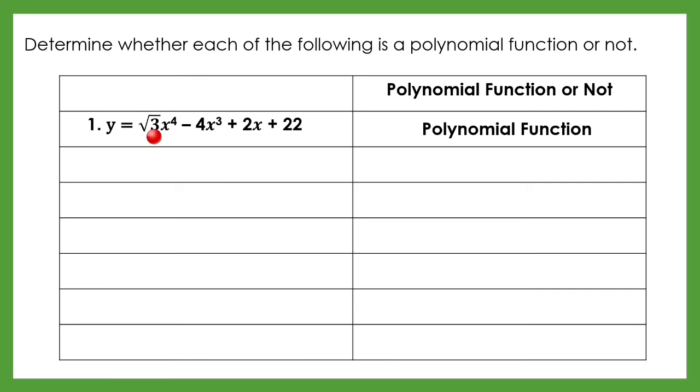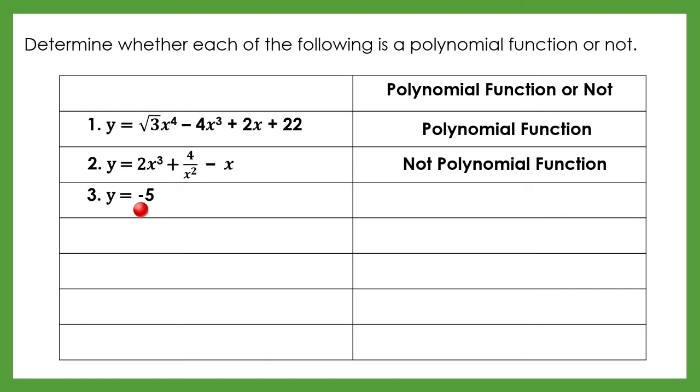Ang bawal ay yung merong variable sa loob ng radical sign. So, since ang nakaradical naman yung coefficient, so that is a polynomial function. Number 2, y equals 2x cubed plus 4 over x squared minus x. Is this a polynomial function or not? Meron tayong variable sa denominator, so this is not polynomial function. Number 3, y equals negative 5. So, this is an example of linear polynomial function. So, this is polynomial function.